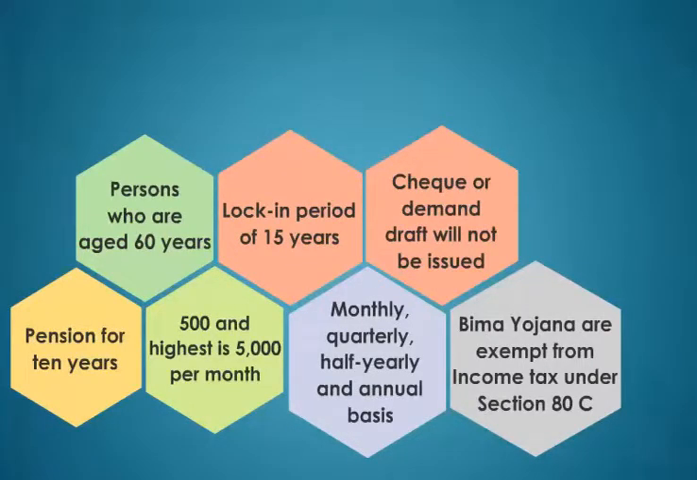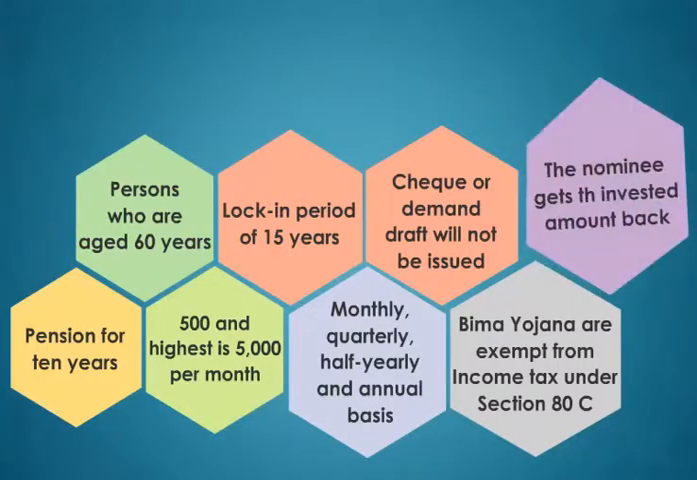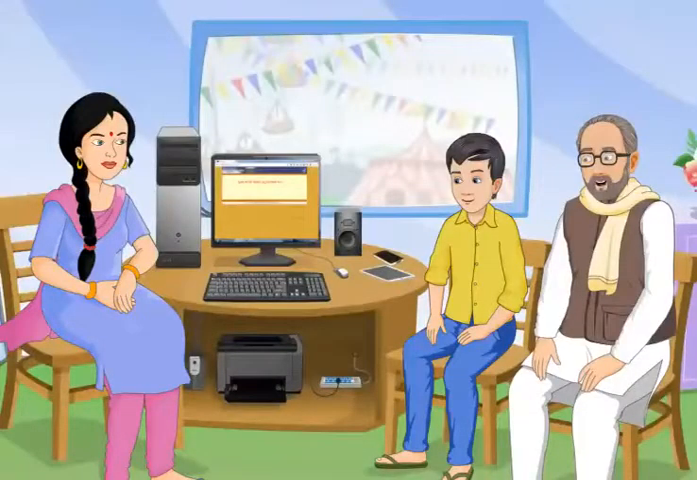Policyholder can avail loan just after completion of 3 years. The highest possible loan amount will be 75% of the purchase price. On the death of a pensioner, the nominee gets the invested amount back. Is there any service provided by the government which allows me to access my land details?